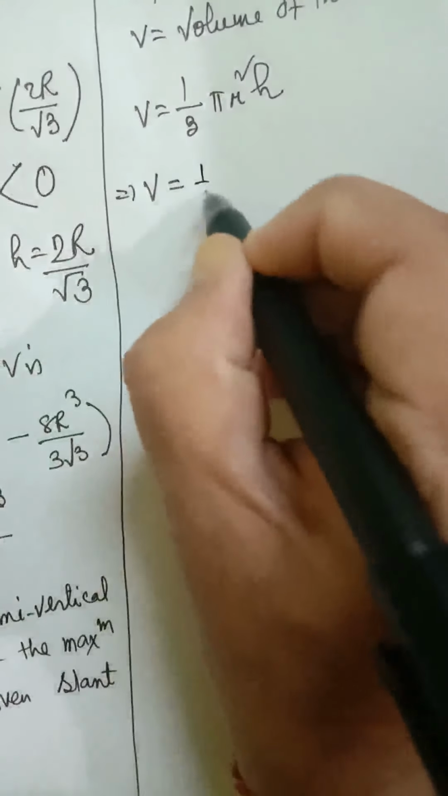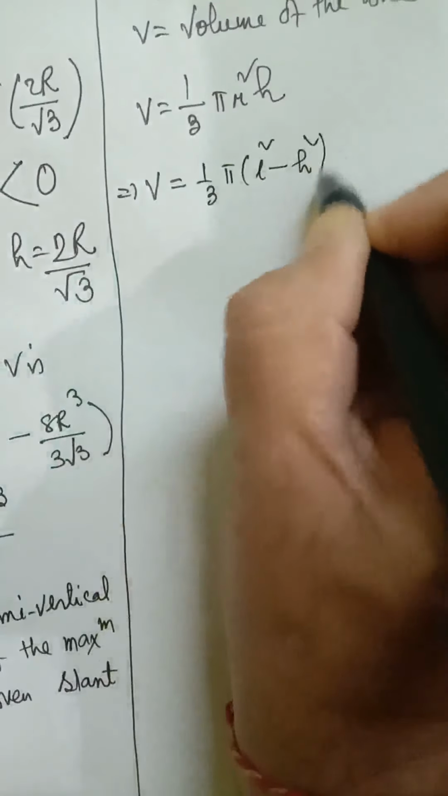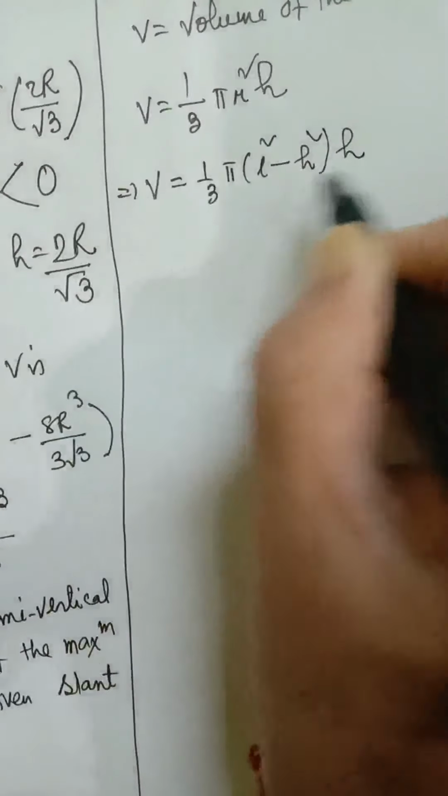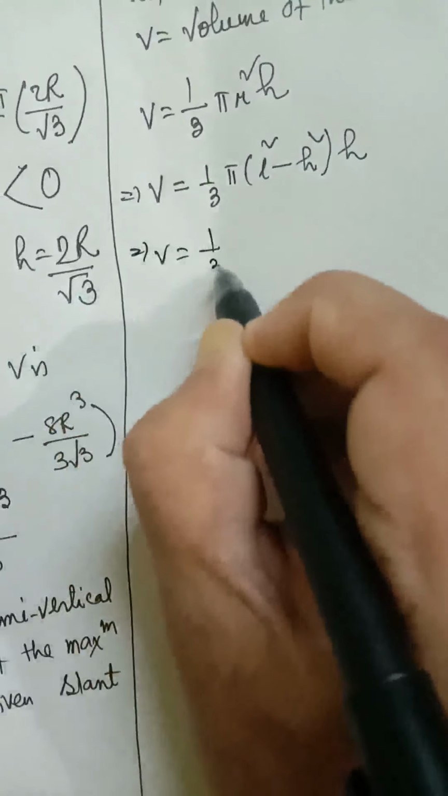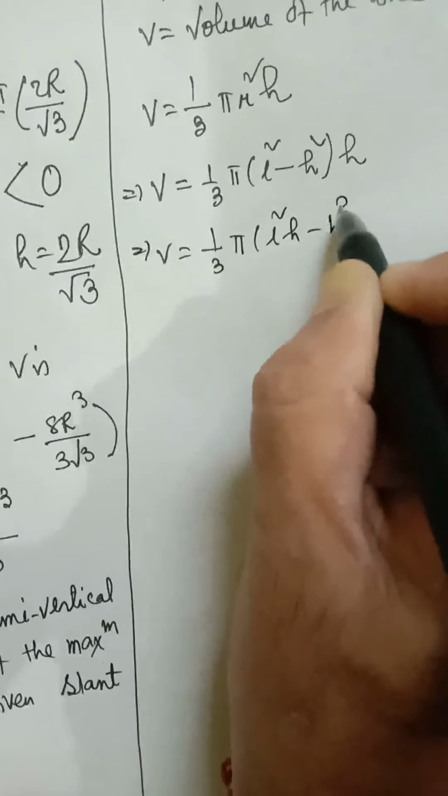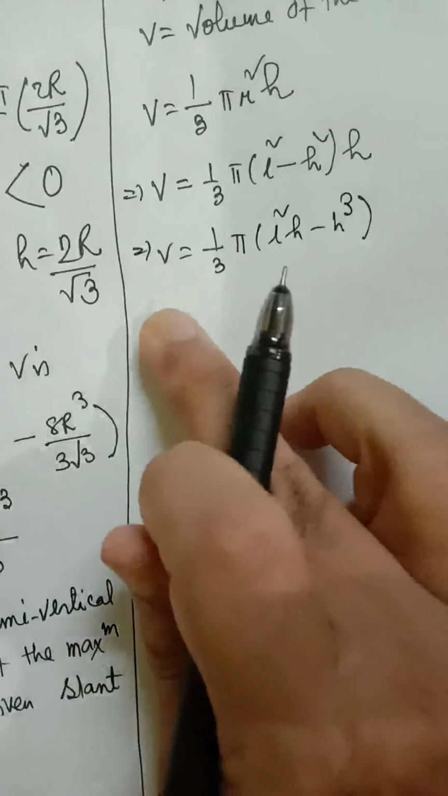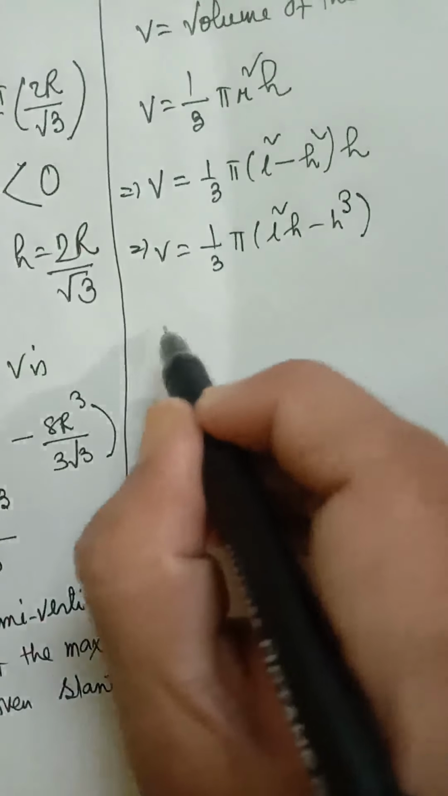So you can write r square equal to L square minus h square. Now you can see V is in terms of only one variable h. So V equal to 1 by 3 pi into L square h minus h cube. Now V is expressed in terms of one variable h, so we can easily find the maximum value of V.